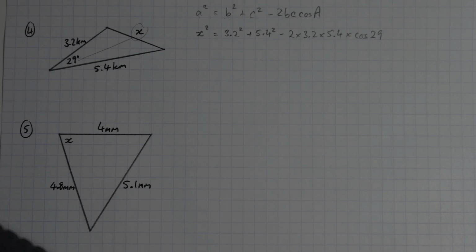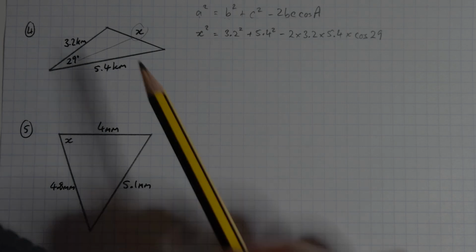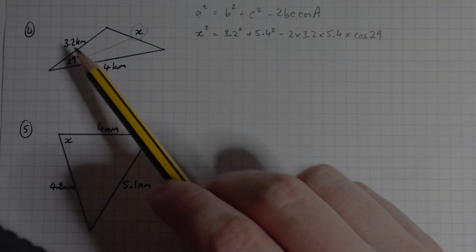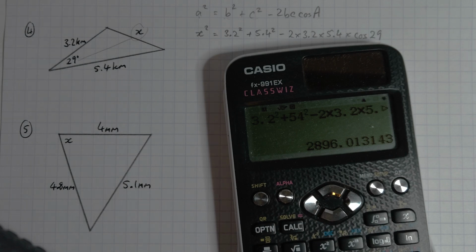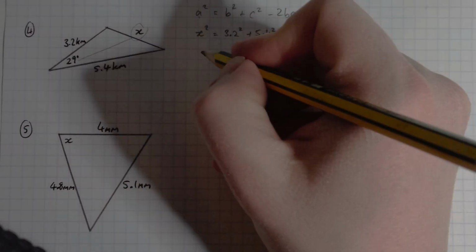So I substitute the numbers in. I've chosen my b to be the 3.2 and my c to be the 5.4, but I could have done those the other way round. I'll now put it straight in the calculator and see what happens. And it gives me this result here, so 2896 point blah blah blah.